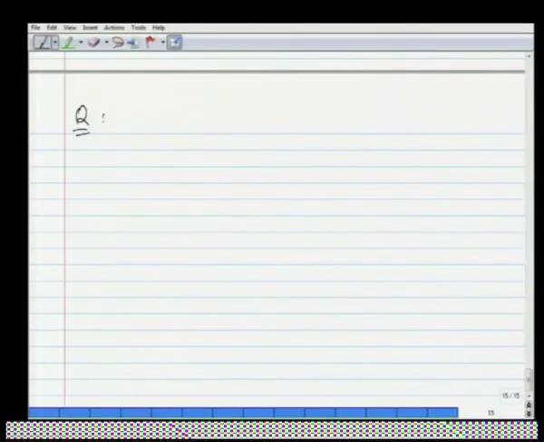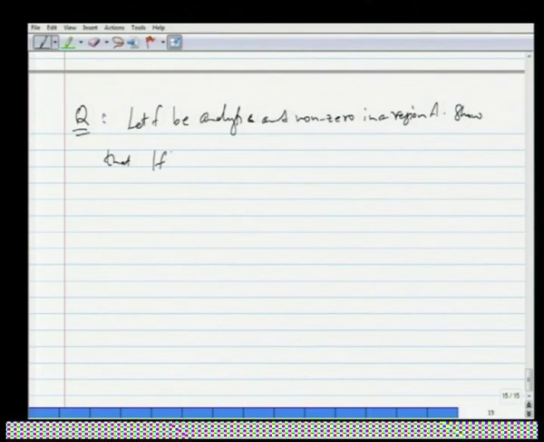This question is sometimes called the minimum modulus theorem, or a version of it. So, let f be analytic and non-zero in a region A. Okay. Show that the modulus of f has no strict local minima on A.